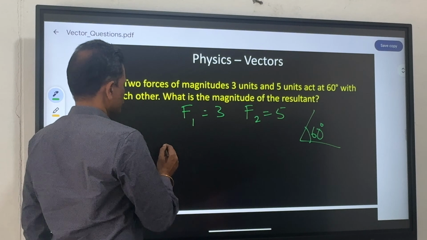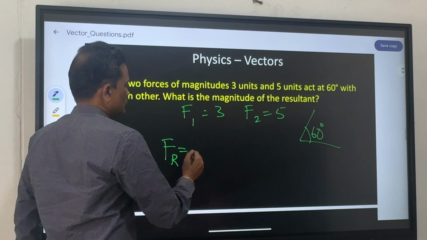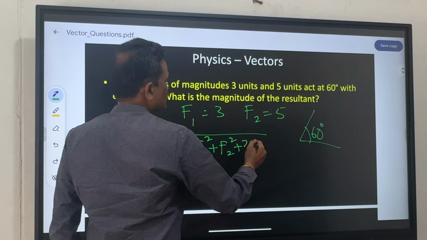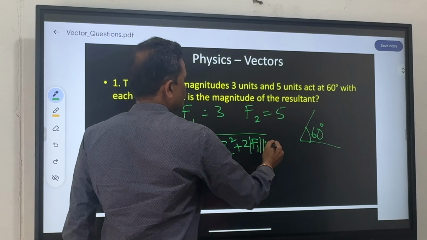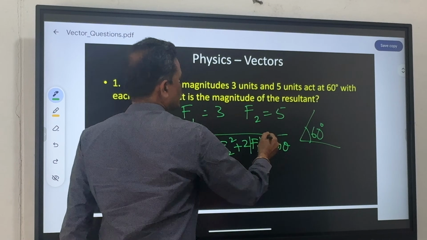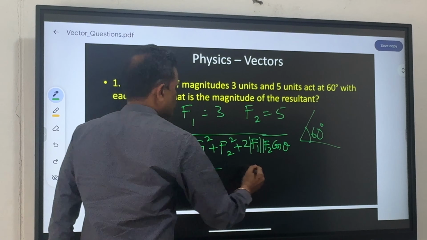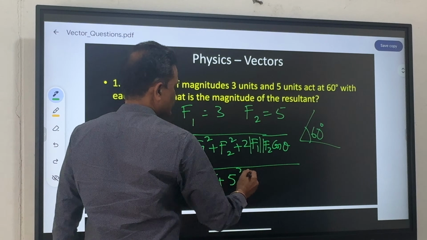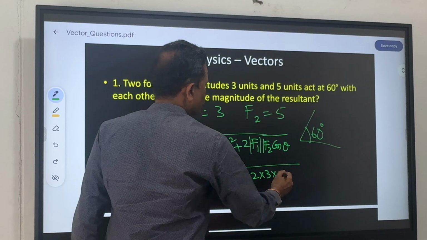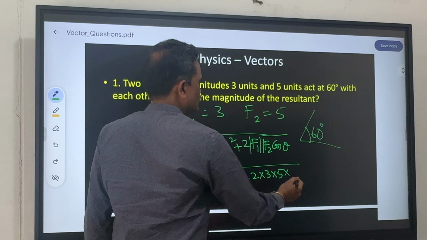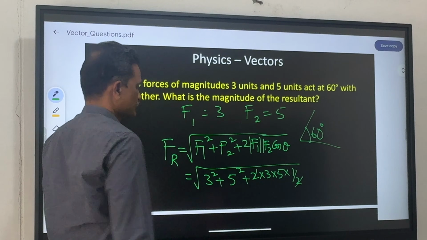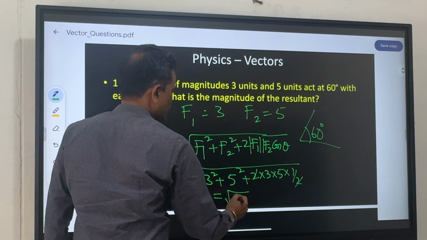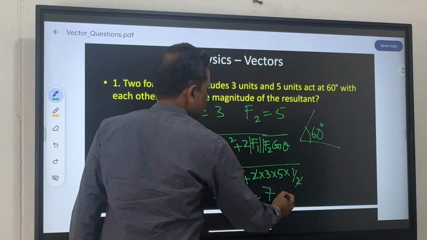The formula for resultant force is R = under root F1 square plus F2 square plus 2 F1 F2 cos theta. This is the formula you are supposed to use. Simply substitute, you will get the answer. So, this is 3 square, this is 5 square, this is 2 into 3 into 5, cos 60 is 1 by 2, 2 gets cancelled. So, this is 9, 25, here it is 15. So, it is 49. So, answer is 7 units.